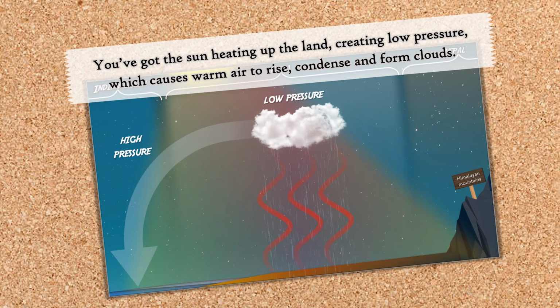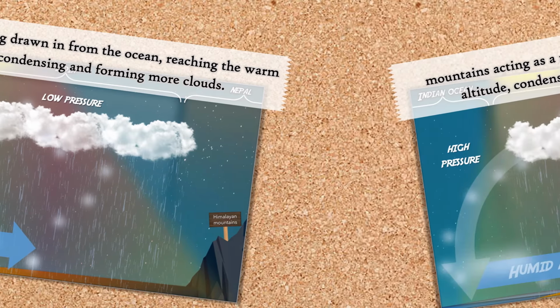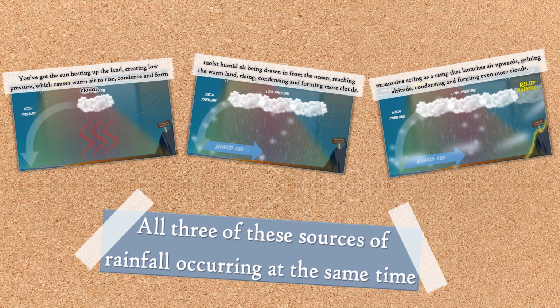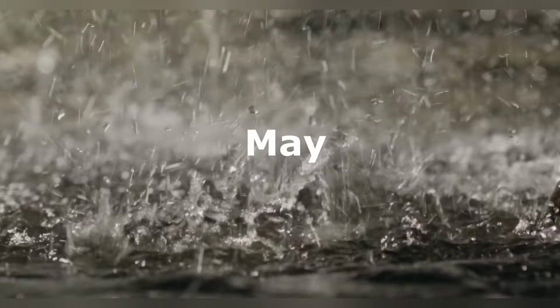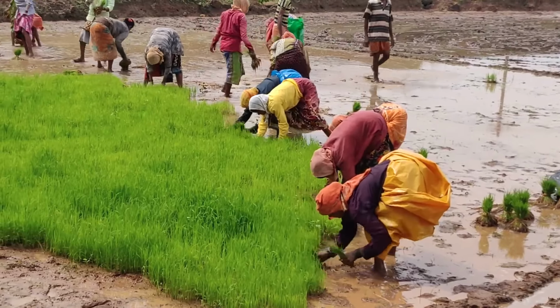So to recap, you've got the sun heating up the land, creating low pressure, causing warm air to rise, condense and form clouds. Next, you've got moist, humid air being drawn in from the oceans, reaching the warm land, rising and condensing and forming more clouds. And then you've got mountains acting as a ramp that launches air upwards, gaining altitude, condensing and forming even more clouds. The significance here is that monsoon season has all 3 of these sources of rainfall occurring at the same time. These heavy rains can last from May through to September, and are typically seen as a welcome blessing to the land, as many locals depend on the monsoon for agriculture.